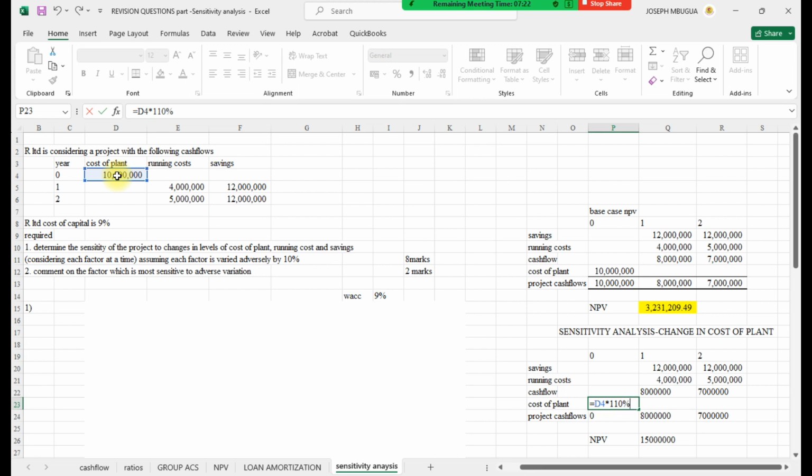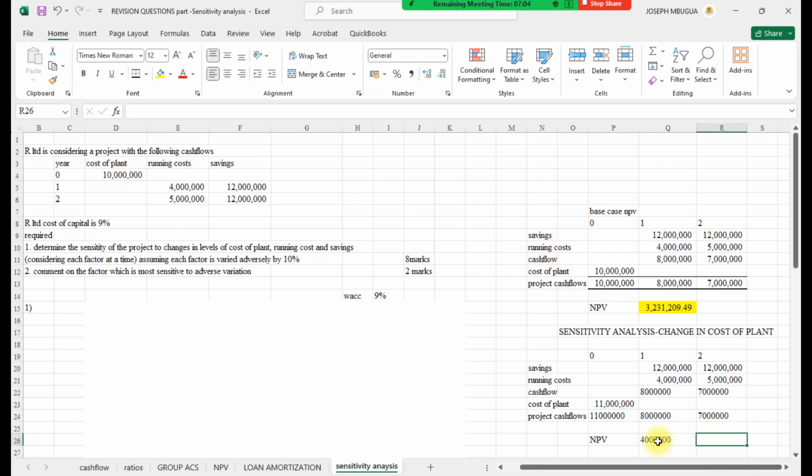It is a cost, it's not a saving like the previous question that we were dealing with savings. So adverse for the cost will increase. Adverse for savings, the savings will reduce. So we shall multiply it by 110%, and therefore our NPV should be, because this one will be 11 million now, this one remains 8, this one remains 7. So I'll calculate my NPV.